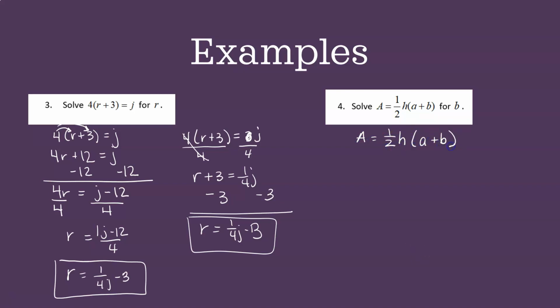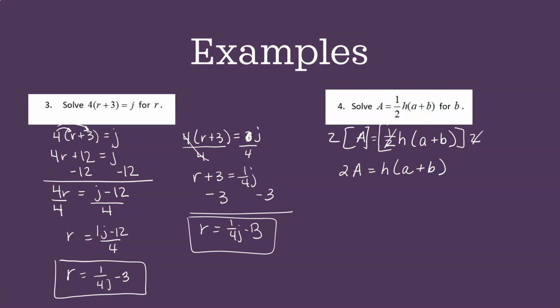Okay, the first thing I'm going to do is get rid of that fraction. So it says times 1/2. When you multiply by a fraction or divide by a fraction, you're going to flip it upside down and multiply. So if you flip 1/2 upside down, it's 2. So I'm going to multiply each side by 2 to get rid of the half. So the half's gone, and here I have 2a equals h times the quantity of a plus b.